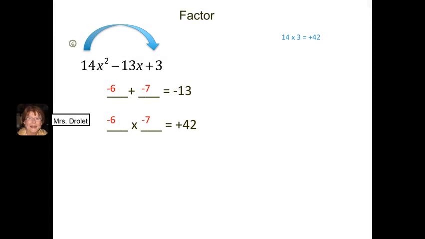So the two numbers are negative. When added, these two numbers are negative 13. Negative 6 plus negative 7 is negative 13. That's the middle coefficient. And negative 6 times negative 7 is a positive 42, and that's that newfound number.